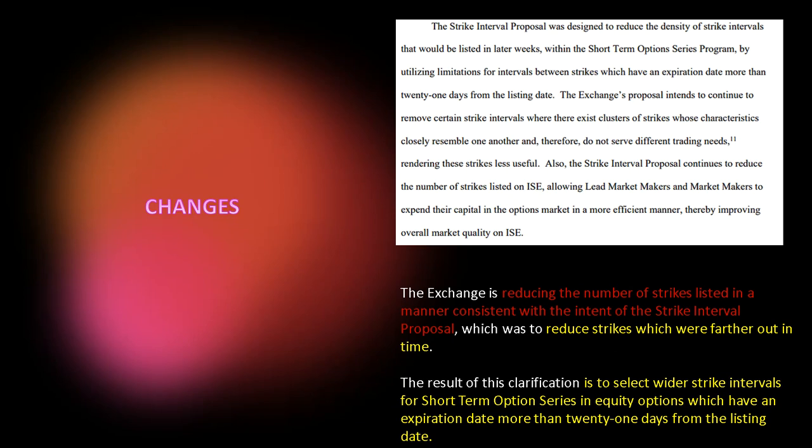Also, the strike interval proposal continues to reduce the number of strikes listed on ISC, allowing lead market makers and market makers to expend their capital in the options market in a more efficient manner, thereby improving overall market quality on ISC. Now, the exchange is reducing the number of strikes listed in a manner consistent with the intent of the strike interval proposal, which was to reduce strikes which were farther out in time. The result of this clarification is to select wider strike intervals for short-term option series in equity options which have an expiration date, again, 21 days from the listing date.